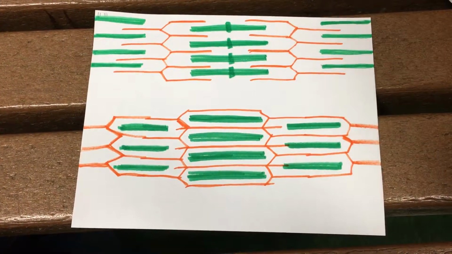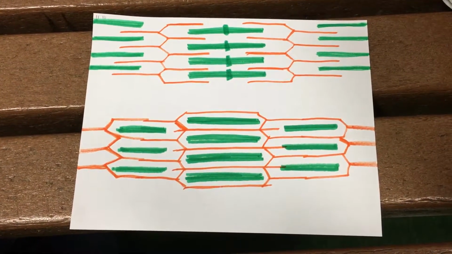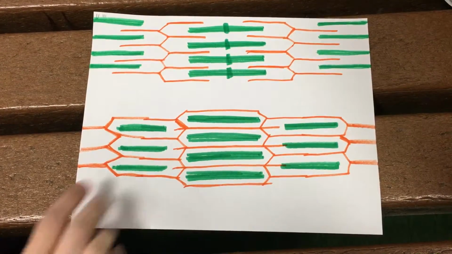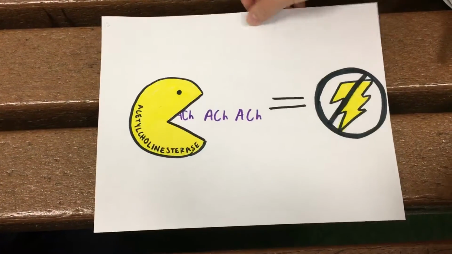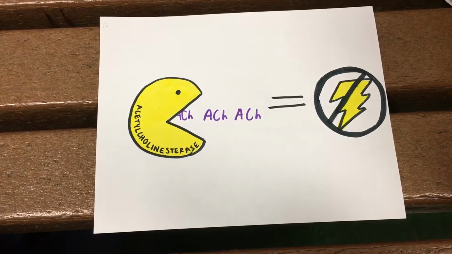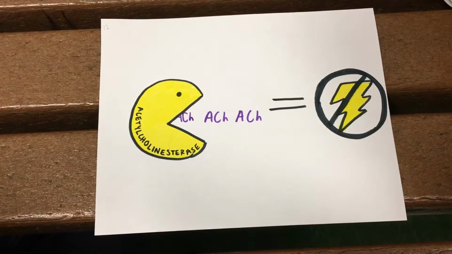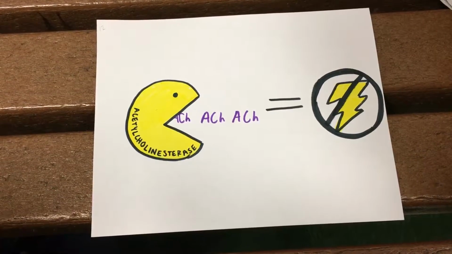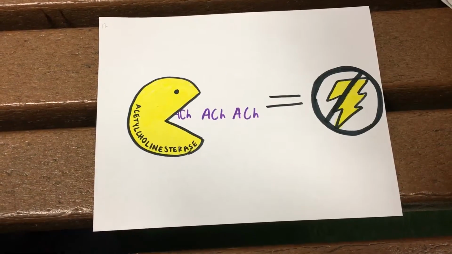The cross bridges pull on the actin, shortening the I band of the myofilament. This is when a muscle contracts. Relaxation begins when the enzyme acetylcholinesterase breaks down acetylcholine. With no neurotransmitter present, stimulation of the muscle fiber ends.